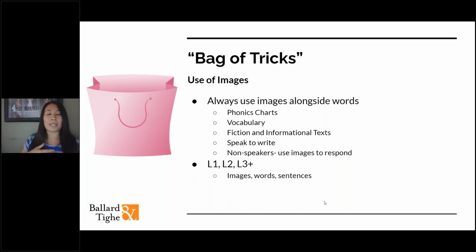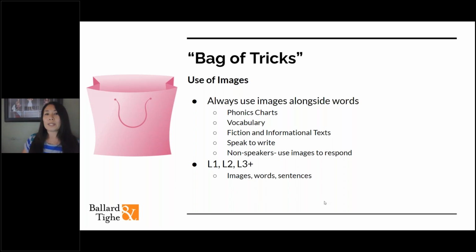Speak to write. We always at Ballard and Tighe talk about speak to write. We love oral practice. Definitely use images to do oral practice, to have students speak about it, to then write about it.